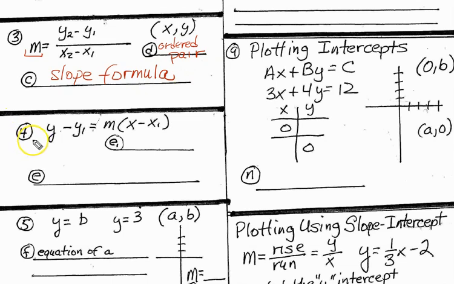Going on to number 4, this is a special arrangement where you have one point, one ordered pair, and you have the slope, and again we're saying the m here is the slope. And this formula in this form is called the point slope form of the linear equation in two variables. All right, let's go on.